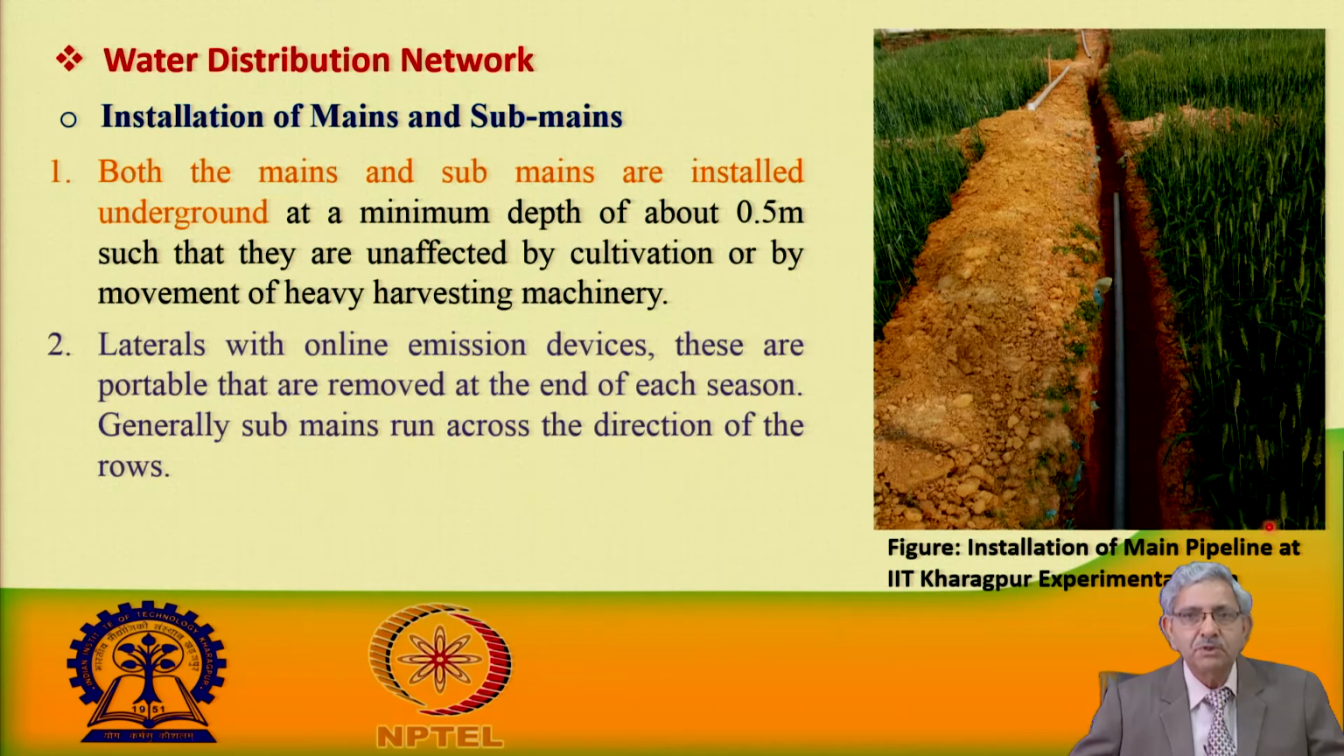This is also installed in our farm for irrigating the crop, mainly vegetable crops, and other crops are also being irrigated by using this particular drip irrigation system. So, laterals with online emission devices are portable, and they are removed at the end of each season. Generally, the sub main pipeline runs across the direction of the plant rows.